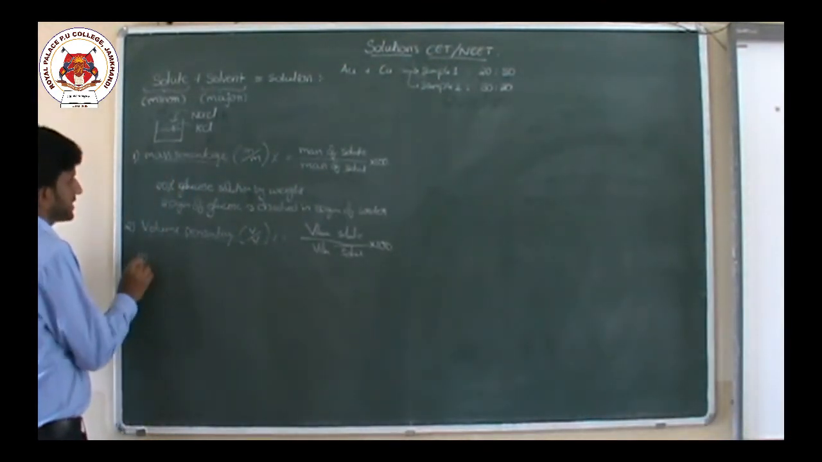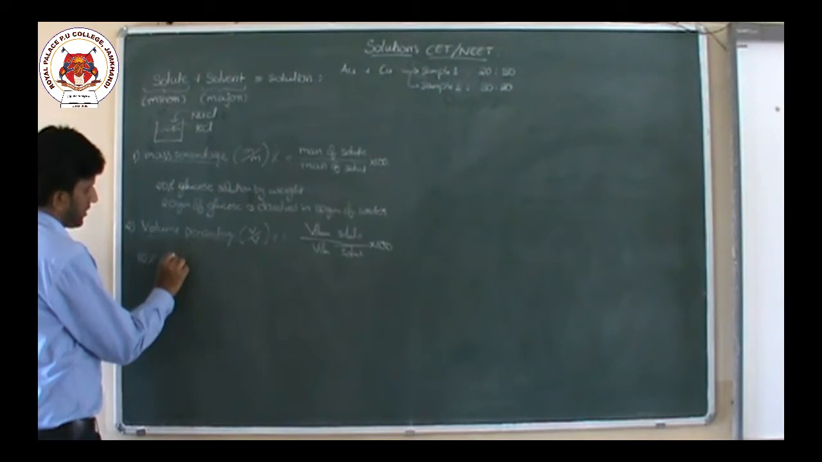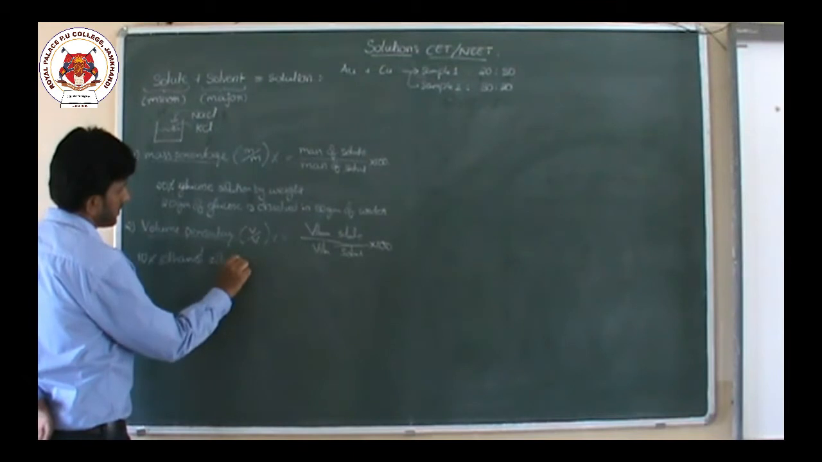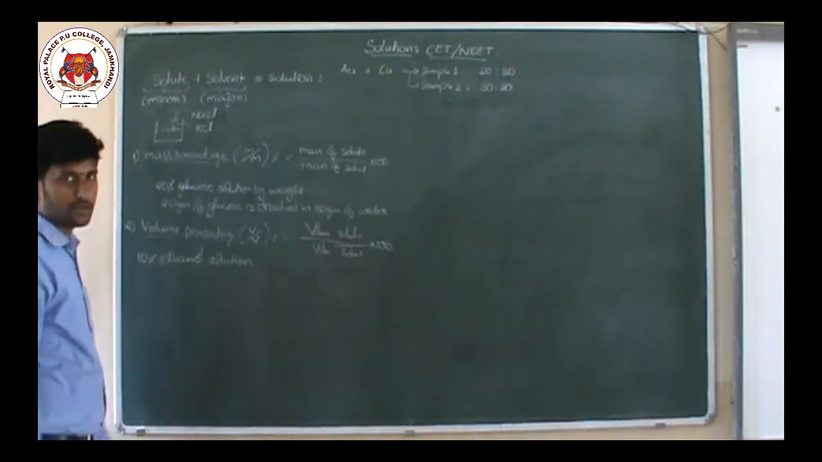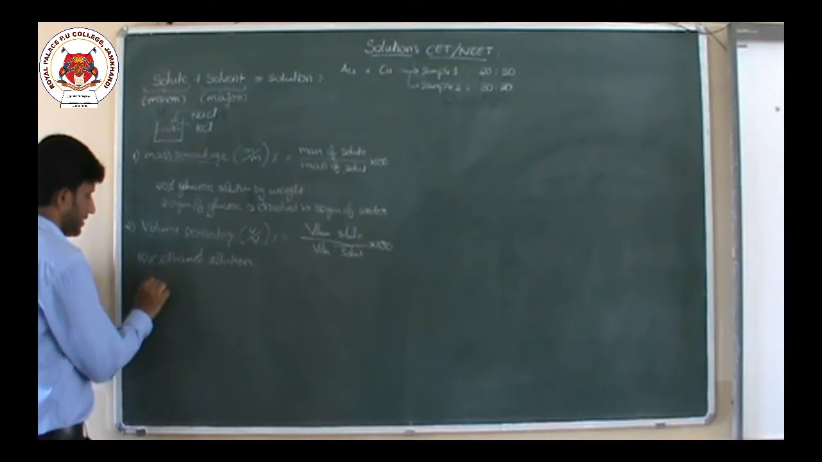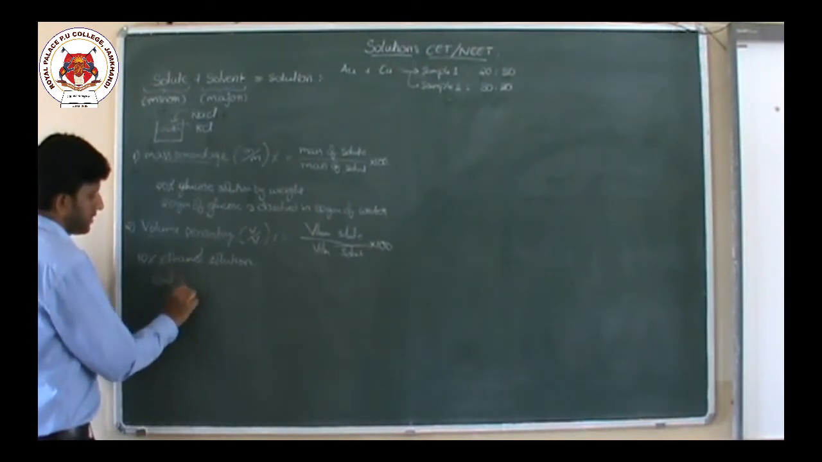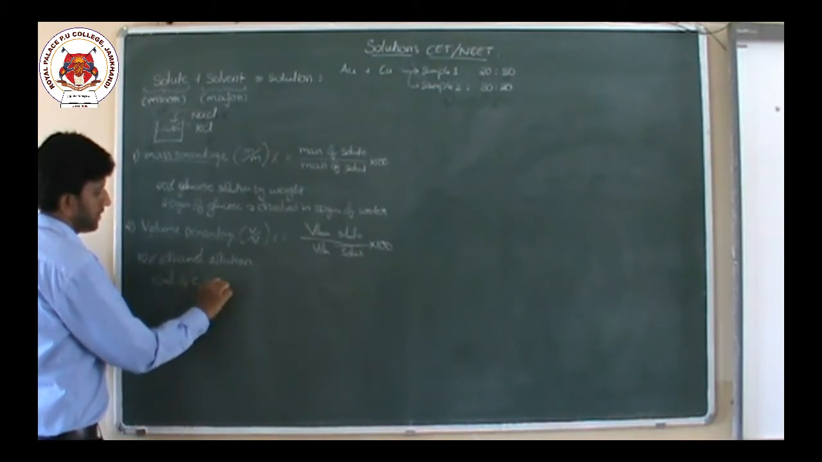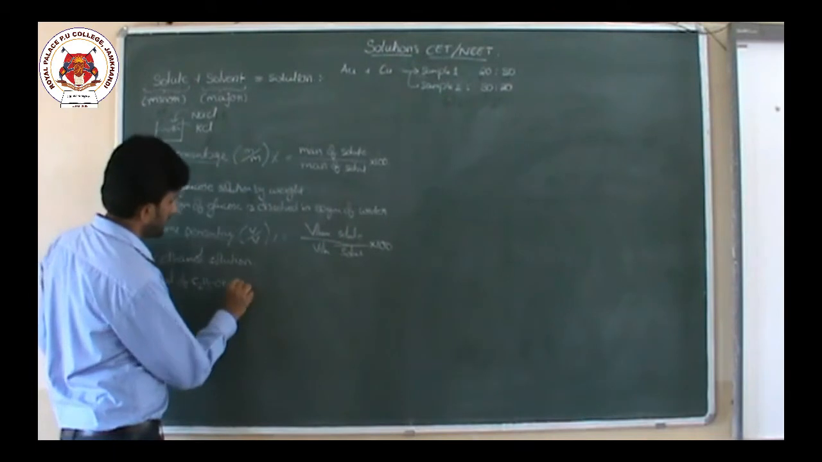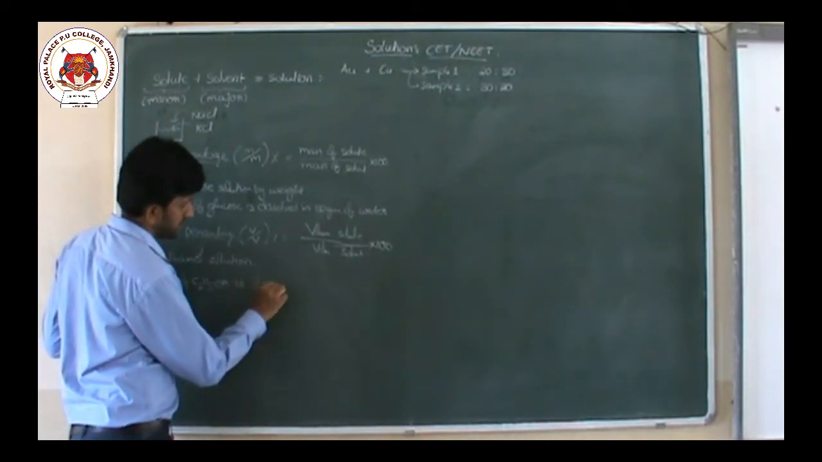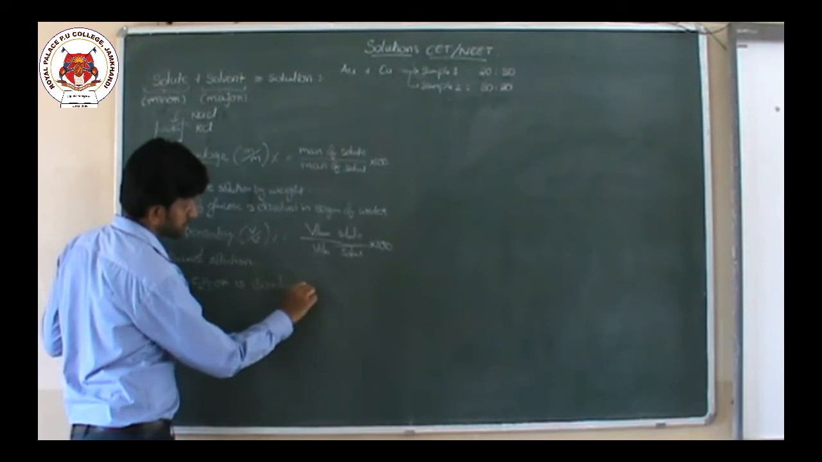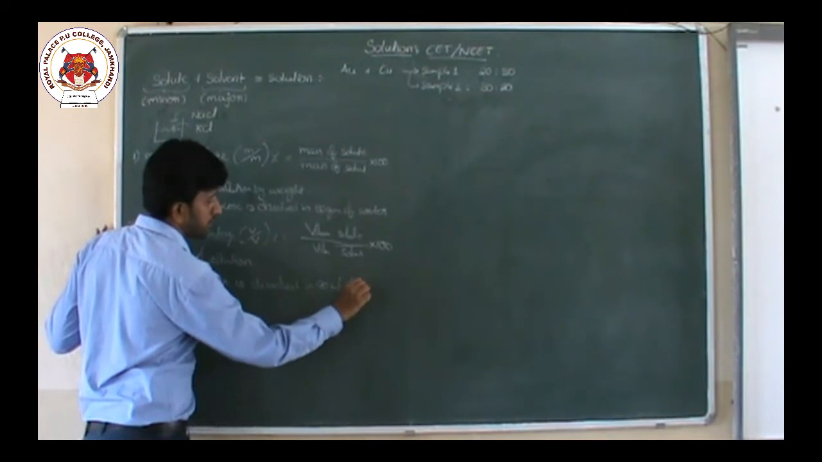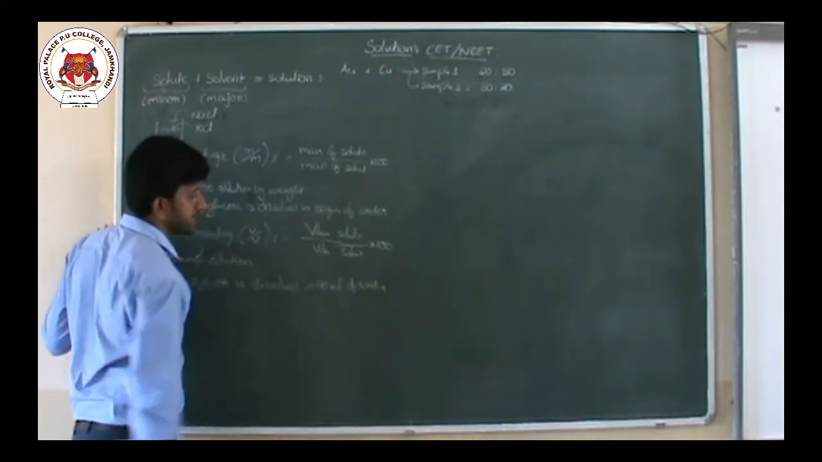Now, a 10% example: a 10% strength ethanol solution. If they say that, it means that 10 ml of ethyl alcohol is dissolved or is present in 90 ml of water.